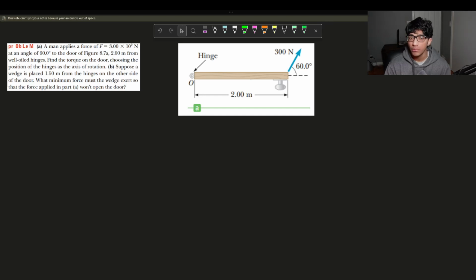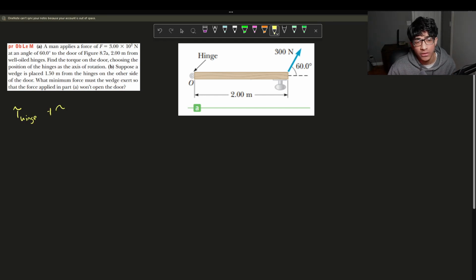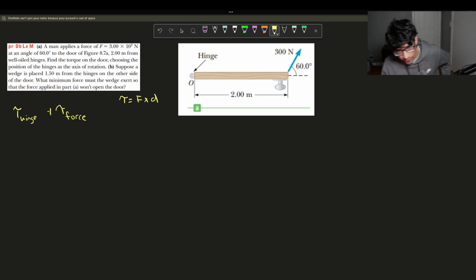Okay, so basically we have a force being exerted on our door, and if you want to find the torque, the proper way to do this is to set all the torques equal. You want to set up the torques, so it would be torque of the hinge plus torque of the force we're applying. The formula is torque equals force times the distance from it, force times d.